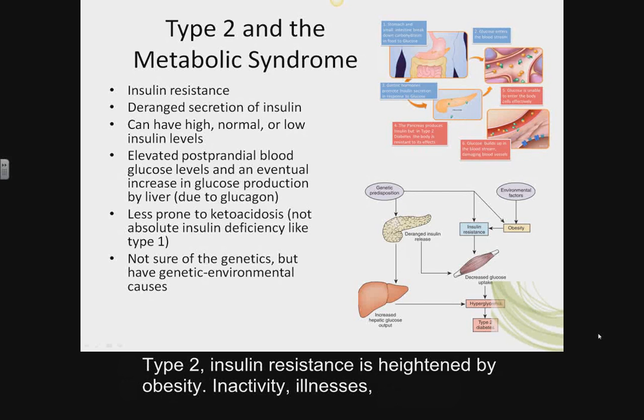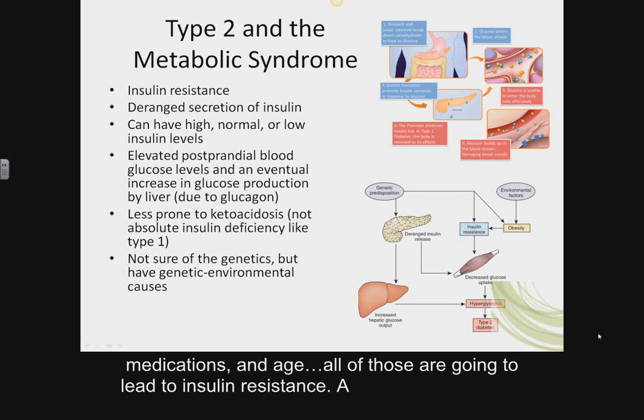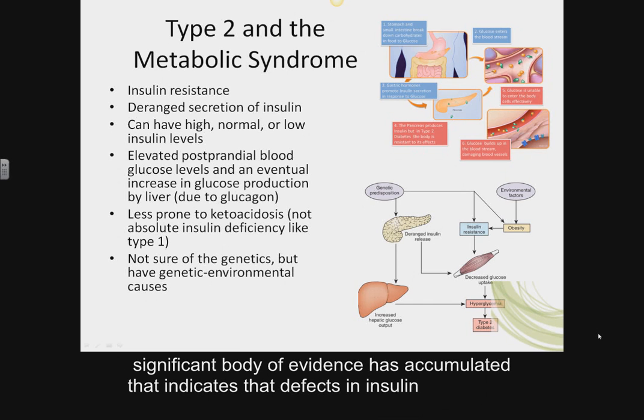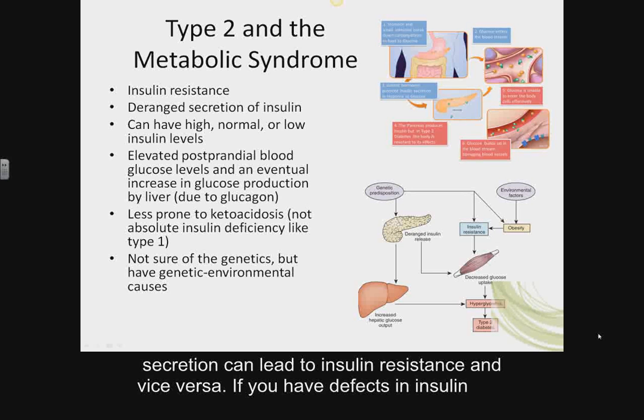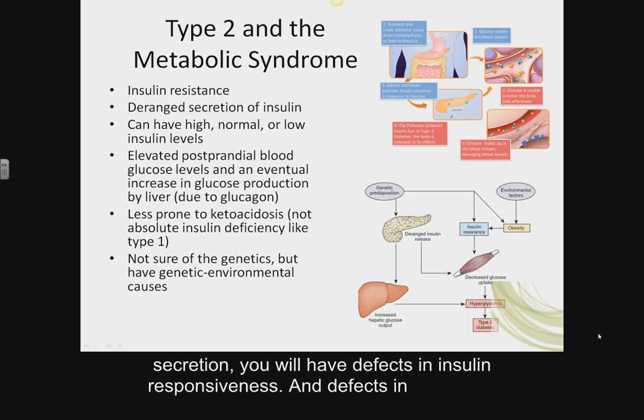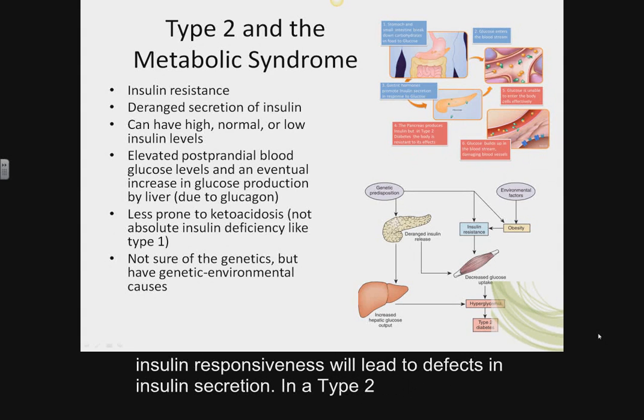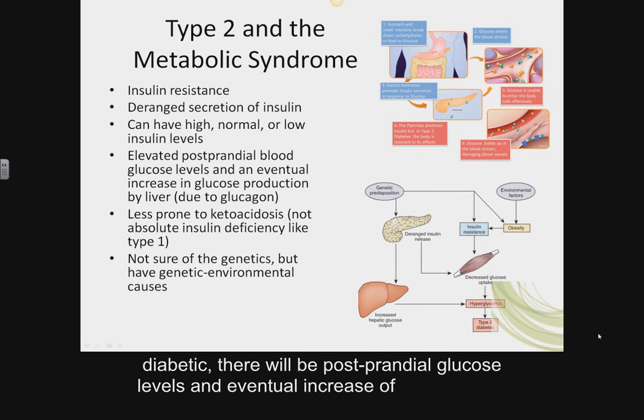With type 2, insulin resistance is heightened by obesity. Inactivity, illness, medications, and age, all of those are going to lead to insulin resistance. A significant body of evidence has accumulated that indicates that defects in insulin secretion can lead to insulin resistance and vice versa. If you have defects in insulin secretion, you will have defects in insulin responsiveness, and defects in insulin responsiveness will lead to defects in insulin secretion.